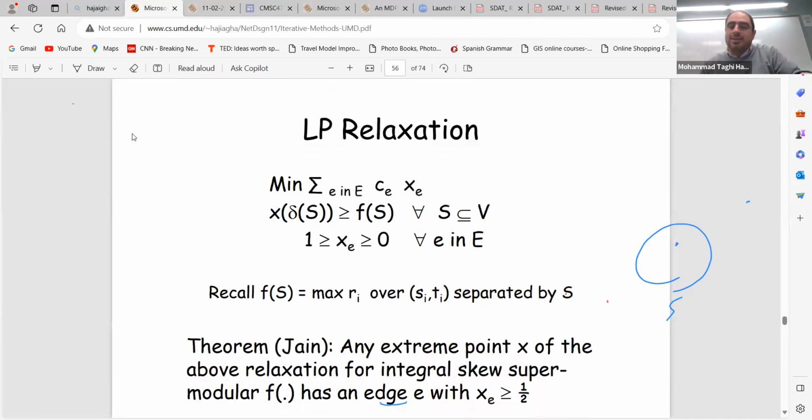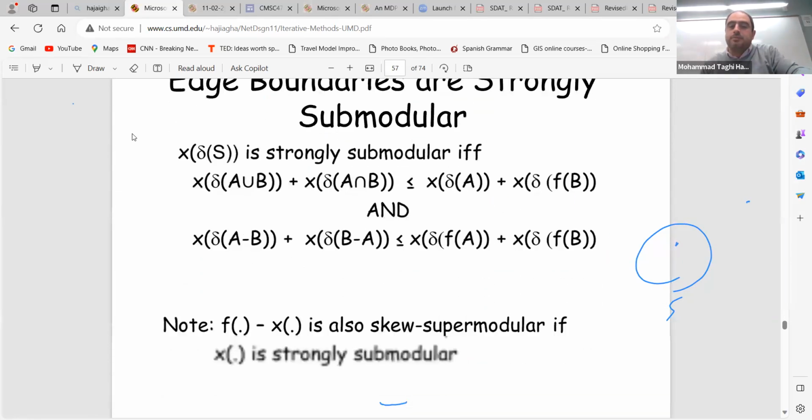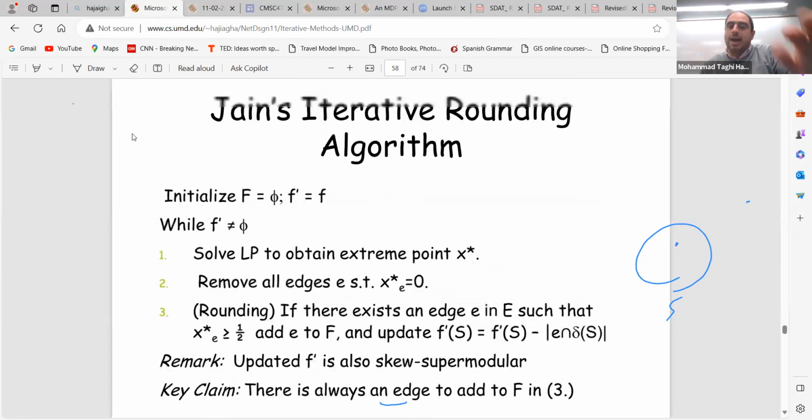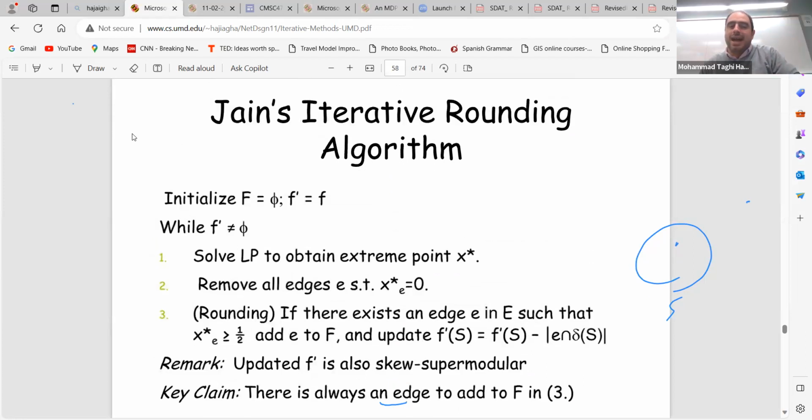This is, again, when you consider it in terms of sets, both of them are satisfied. So exactly using the same thing, you just write an LP. Then, because it is strongly submodular, you can say the same thing: that the whole thing forms a laminar family. So he's doing this laminar family essentially. What is the algorithm? You solve the LP. If there exists an edge in E that has x_e greater than 1/2, you add this edge to your solution and you update the constraint.